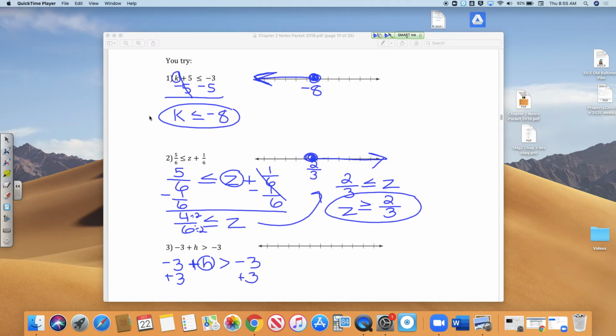So this is an interesting one. -3 plus 3 is 0. I'm left with h is greater than -3 plus 3 is another 0. So this one has an endpoint of 0, which is still fine. Anything that's greater than 0, so above the number 0, we would have an open circle. Anything greater than that would be to the right.